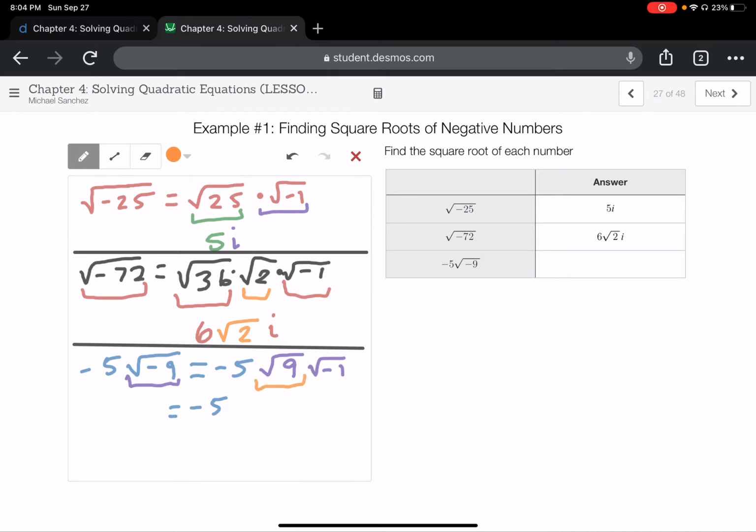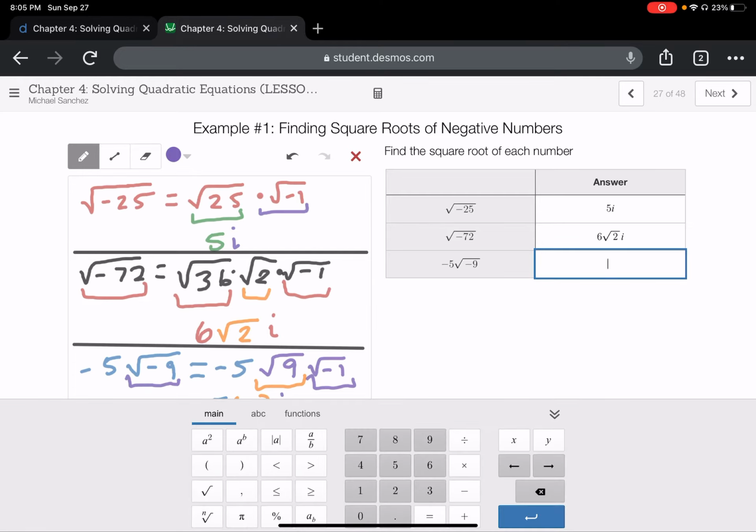The square root of 9 is 3, and then the square root of negative 1 is i. So this square root of negative 1, that's i. So then all I have to do is multiply my two numbers here, negative 5 times 3, which gives me a negative 15, and I bring down my i. So the negative 5 times the square root of negative 9 is equal to negative 15i.